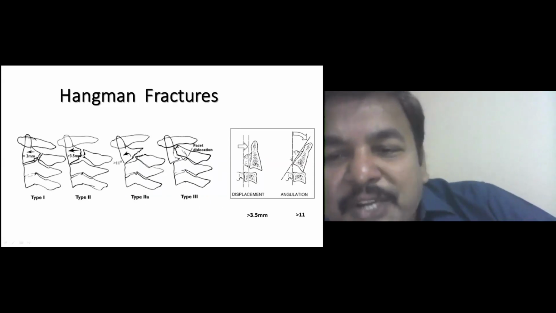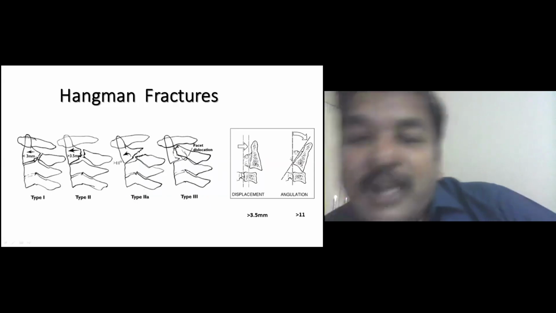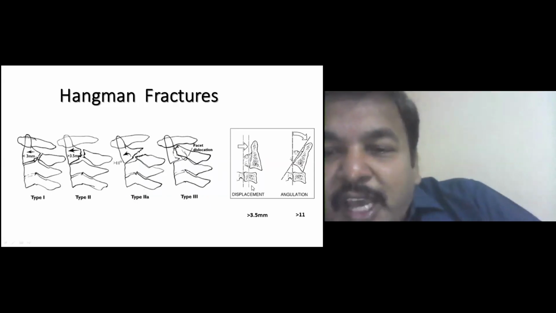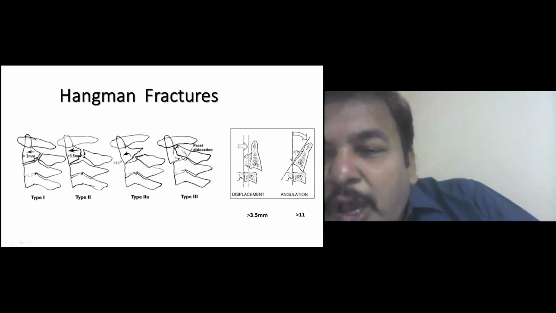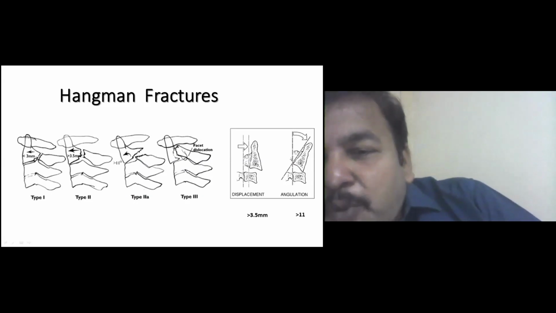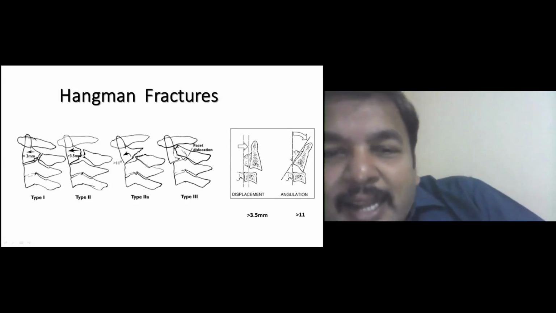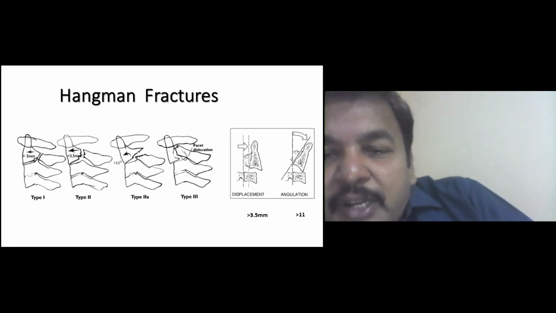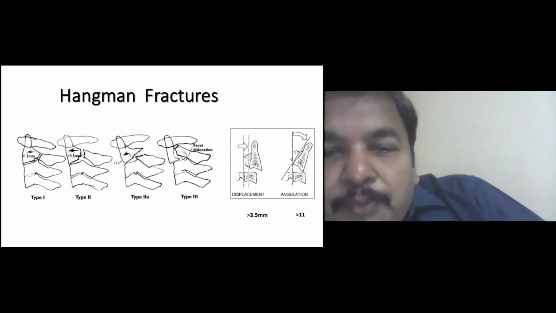So how do you estimate the instability in hangman fractures? If you find the displacement more than 3.5 millimeters or the angulation more than 11 degrees, that indicates this particular hangman fracture requires surgical fixation, either anteriorly or posteriorly.